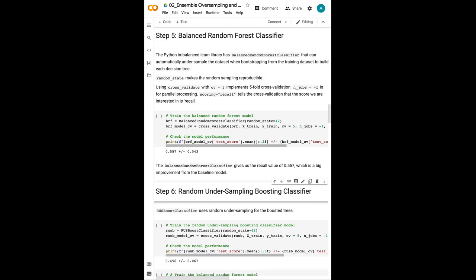The Balanced Random Forest Classifier gives us the recall value of 0.557, which is a big improvement from the baseline model recall value of 0.04.